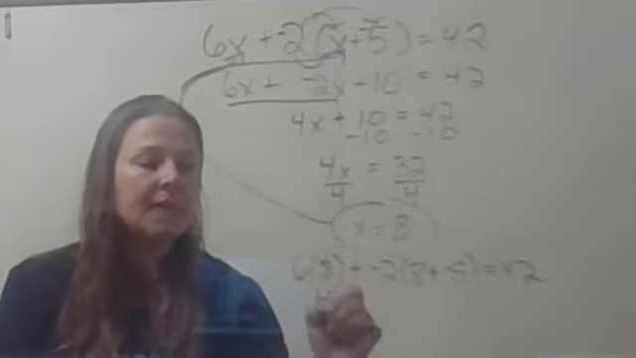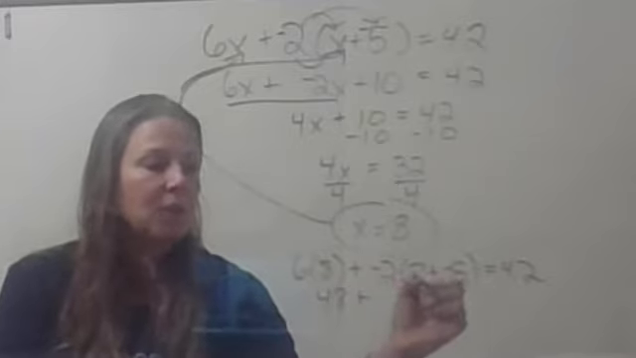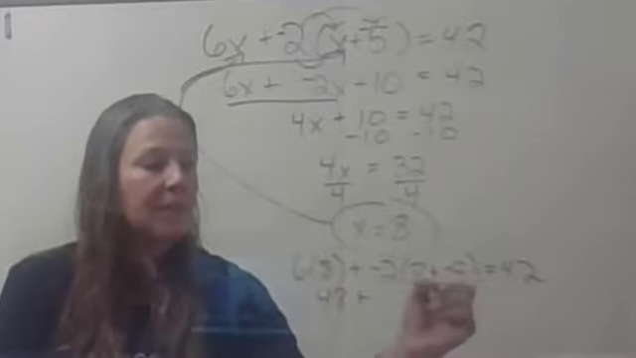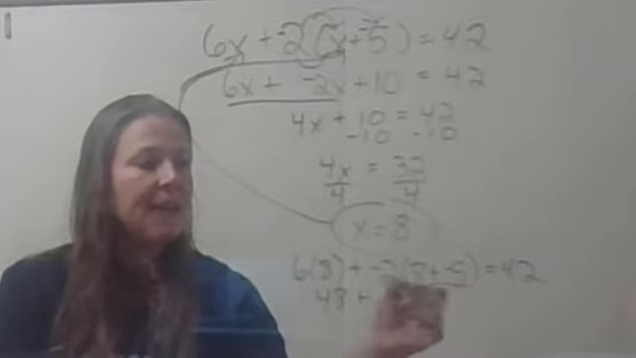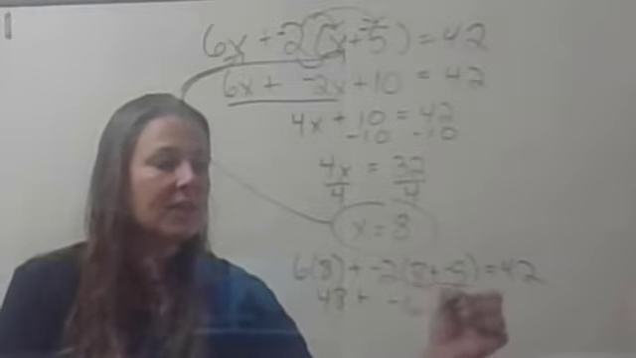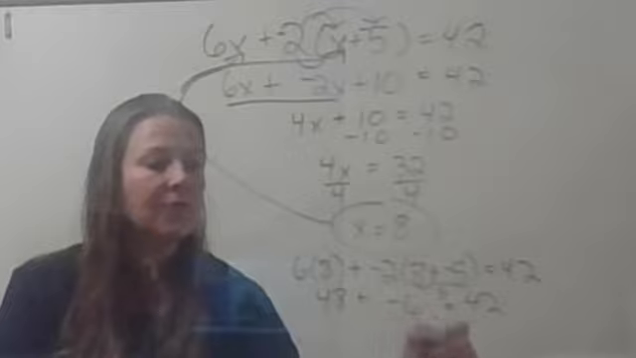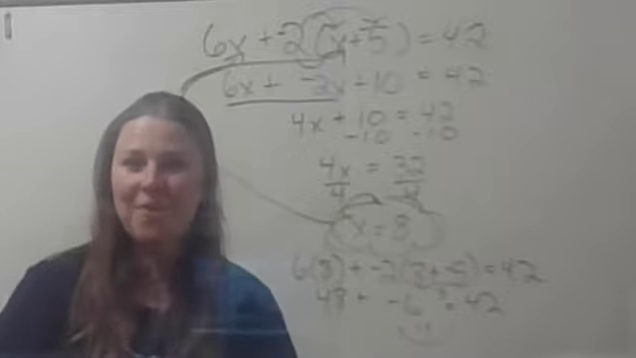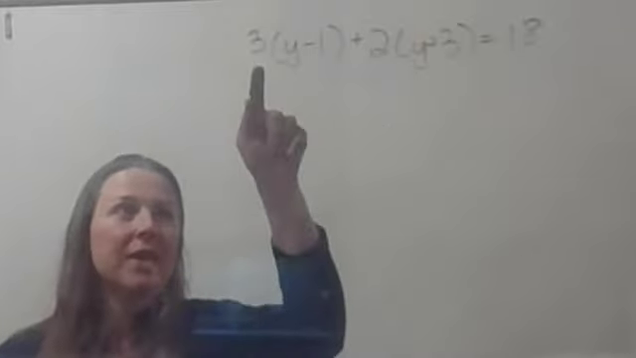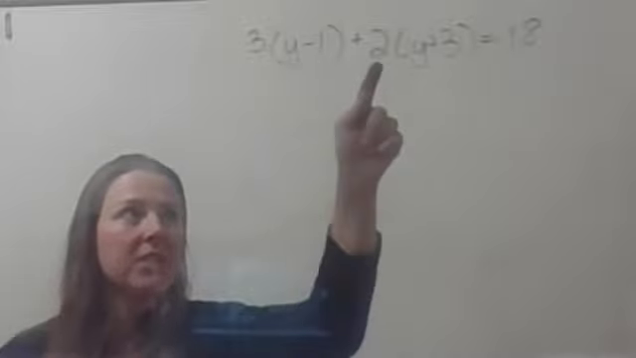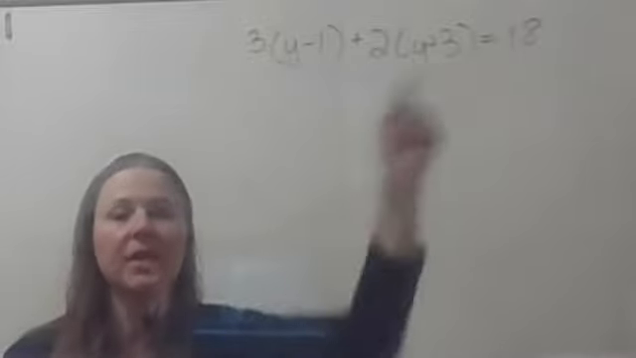Well, 6 times 8 is 48. You could add these together in the parentheses to get a 3, and negative 2 times 3 is negative 6. So yes, that does equal 42. We're on a roll. Now we have 3 times (y minus 1) plus 2 times (y plus 3) equals 18.